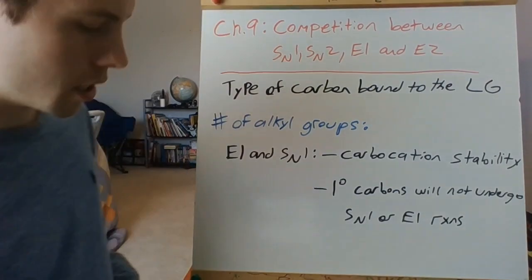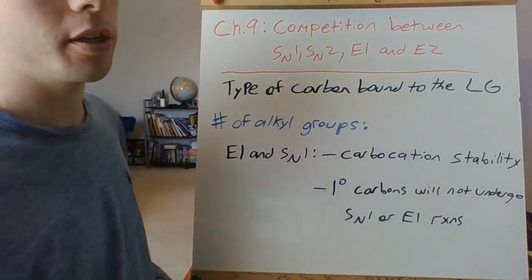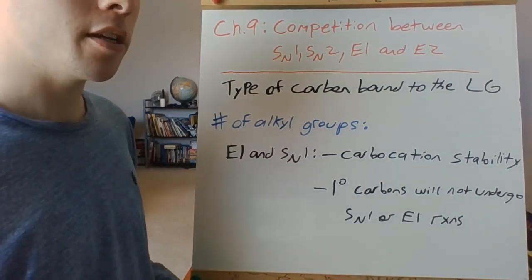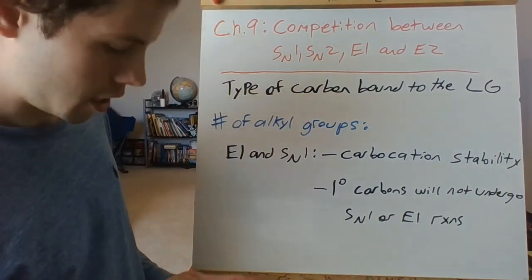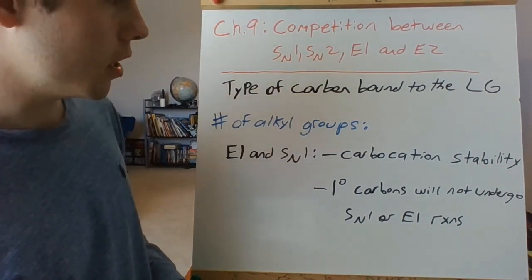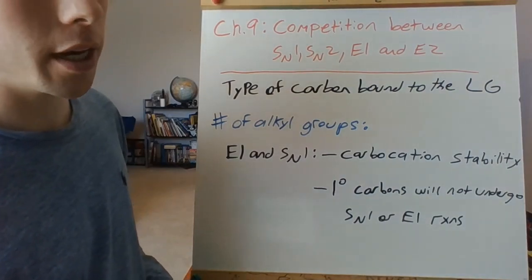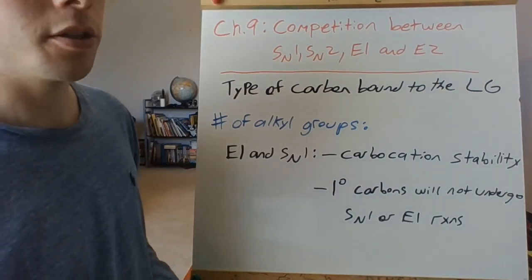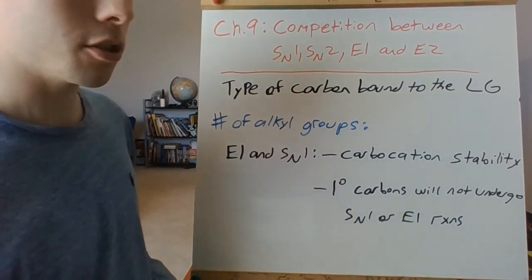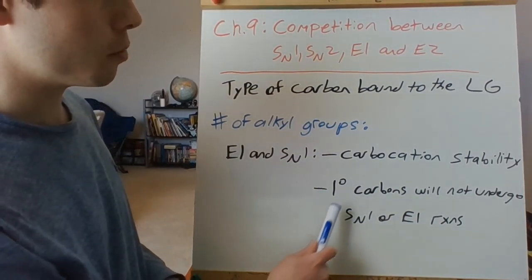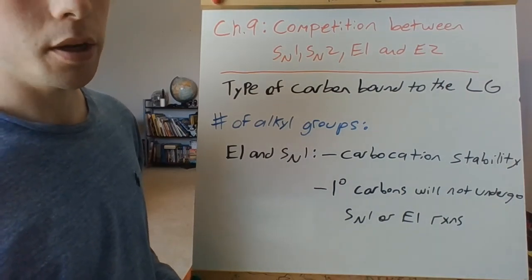So with E1 and SN1 reactions, we know from the rate laws that both of these reactions are dependent on the exact same thing, and that is the ability of the leaving group to just pop off and leave a carbocation behind. And so the big limiting thing for these type of reactions is carbocation stability. Remember that tertiary carbocations are most stable, and so they will undergo E1 and SN1 reactions the fastest. Remember that primary carbocations are extremely unstable, and so therefore primary carbons will never participate in an SN1 or E1 reaction.